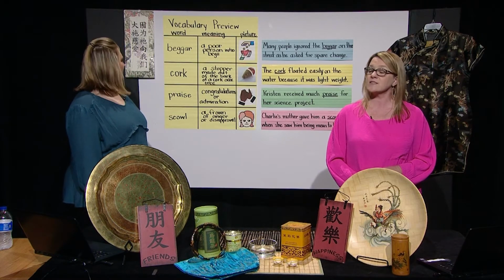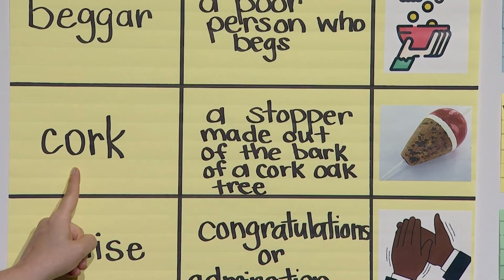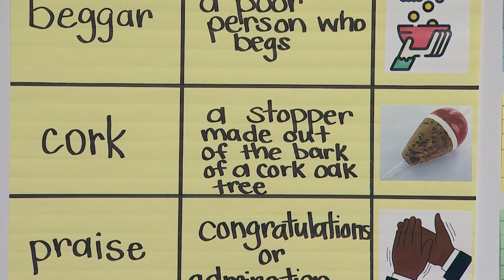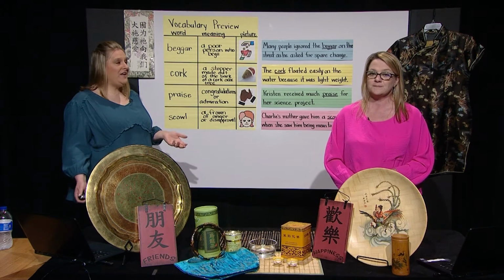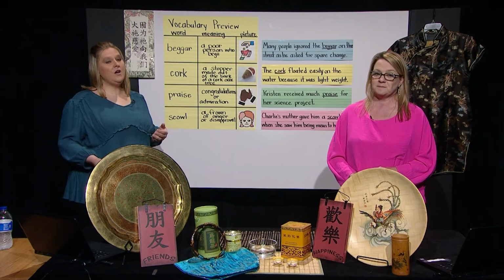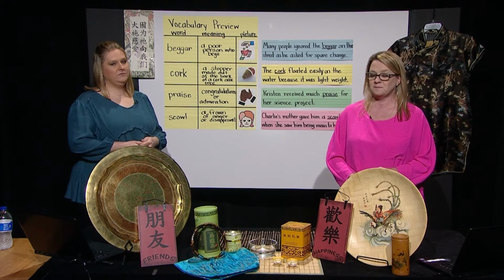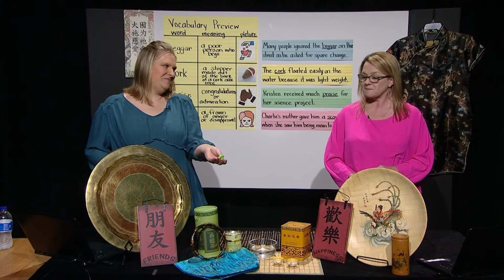Our next word is cork. Say cork. Cork. Good job. I already know the meaning of the word cork. A cork is a stopper for a bottle that helps it seal. Yes. It's made out of the bark of a cork oak tree. Oh, here's a small cork. It's been painted.